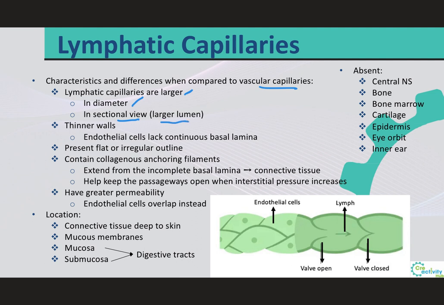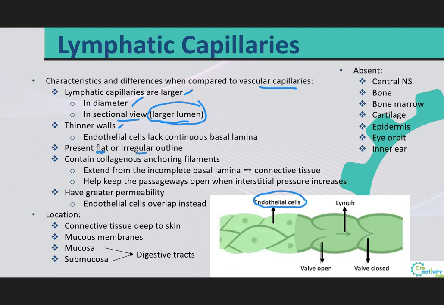The next characteristic is thinner walls. This makes sense, right? If they have thinner walls, they will have larger lumens. The thinner walls are due to endothelial cells that lack a continuous basal lamina, so there's one less layer within the lymphatic capillaries. Next, the lymphatic capillaries typically have a flat or irregular outline, and this is also due to the lack of the basal lamina and the pressure within those capillaries, which is small or sometimes non-existent.